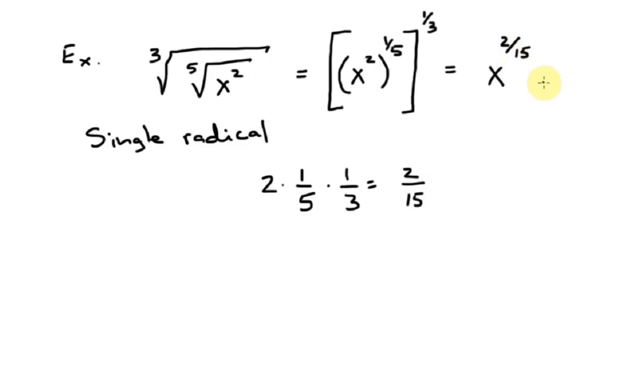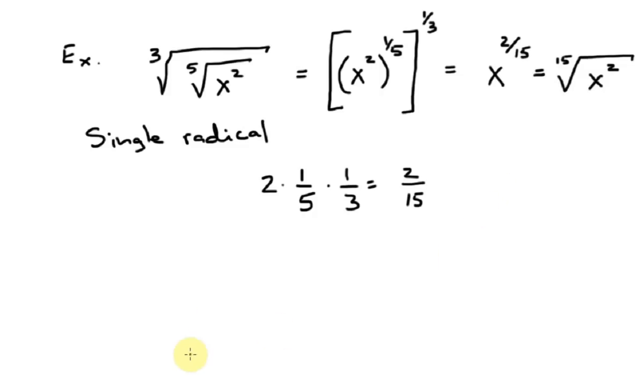Now I'm supposed to write that as a radical. Here's what I can do. That would be the 15th root of x squared, with x squared on the inside. And there it is. Now we've written it as a single radical.